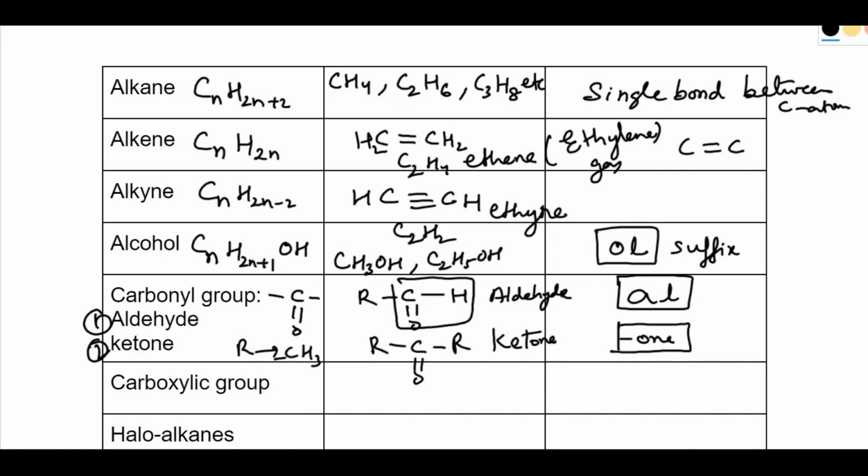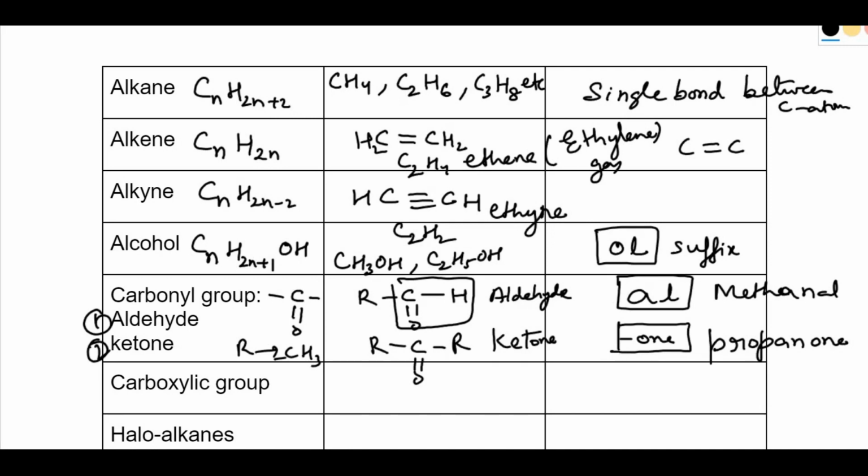So there is no methanone, there is no ethanone. The first family member is propanone. The first family member of aldehydes is methanal, the second is ethanal. But for ketones, the first two, meth and eth, are not there. It starts with three carbon atoms. That's why propanone.